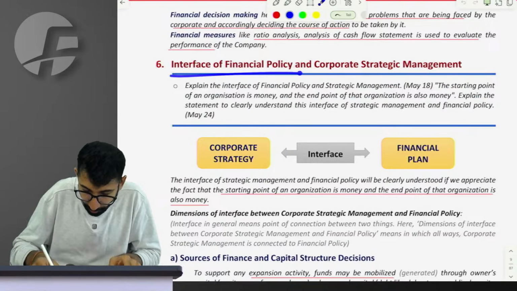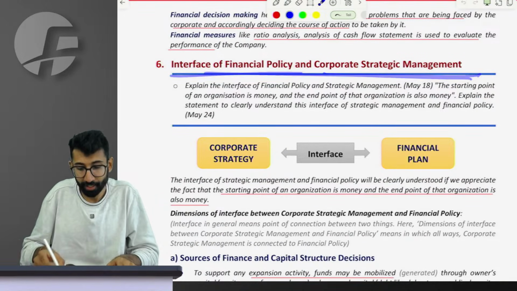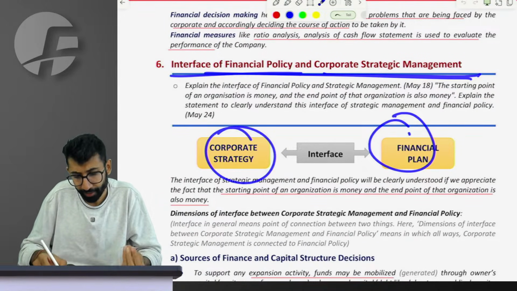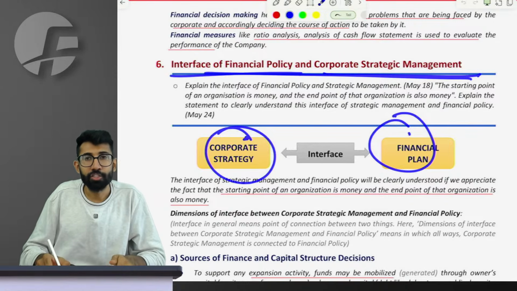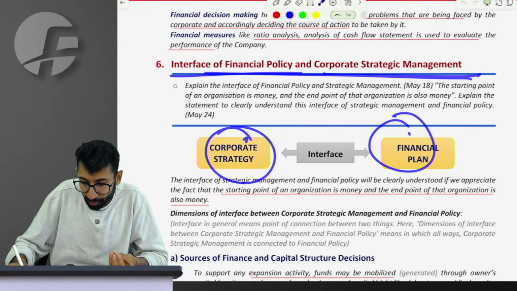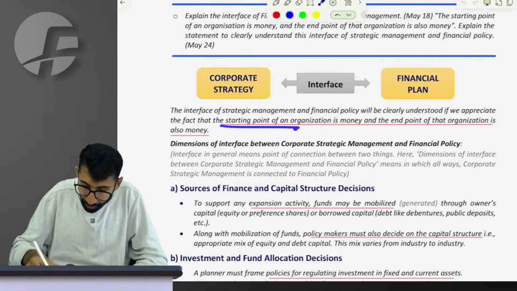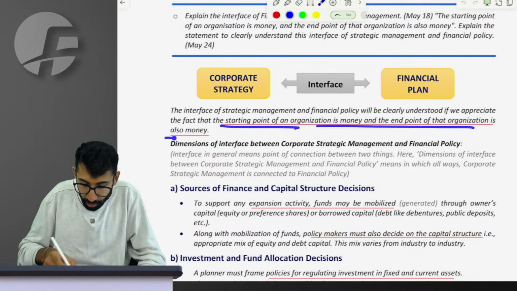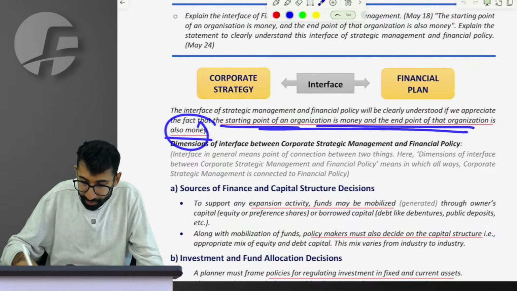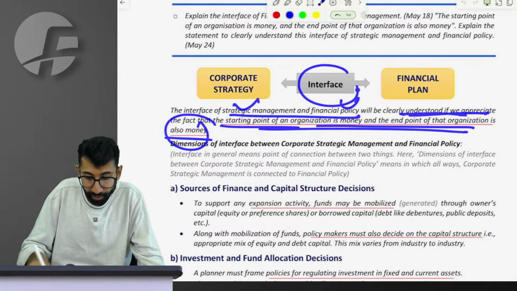Then, the interface of financial policy and corporate strategy. How are the two things connected? Very well connected. Any strategy you create will require money. If you require money, there has to be a financial plan or policy for that, correct? So the starting point and end point of the organization is money. The importance of this line will automatically make you understand how the two things are connected.